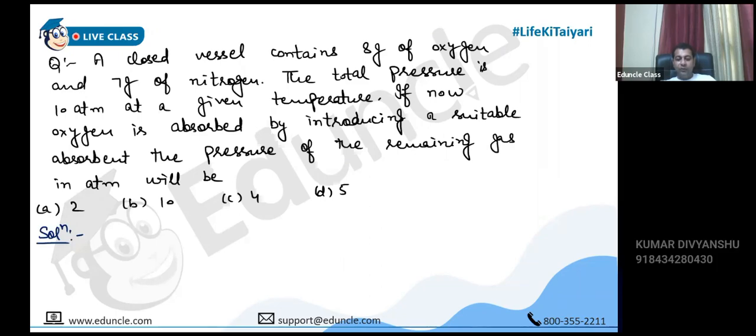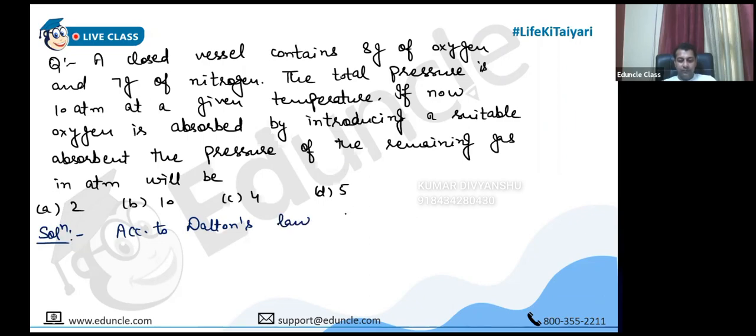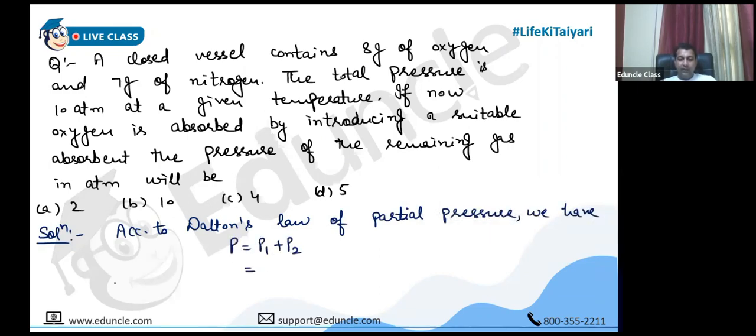P is equal to P1 plus P2. Only two gases are there. Let me give you the hint. So now we know that PV equals nRT, and from here, P is nRT by V. So you can make use of this relation.